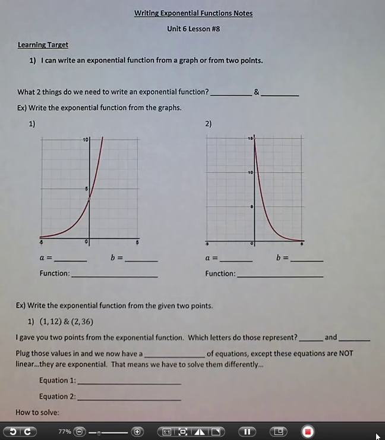Okay, this is the last lesson in Unit 6. It's writing exponential functions. We've done that before with growth and decay, but now we're going to write exponential functions from either a graph or from 2 points. Okay.